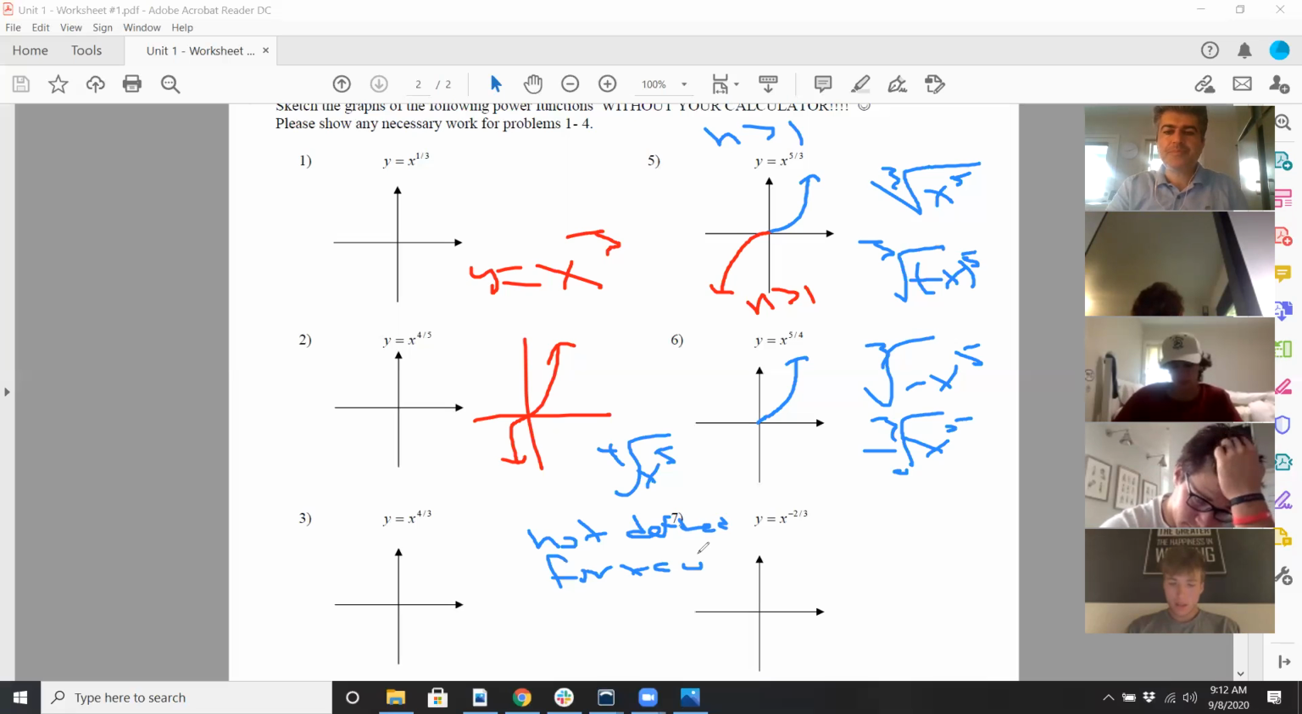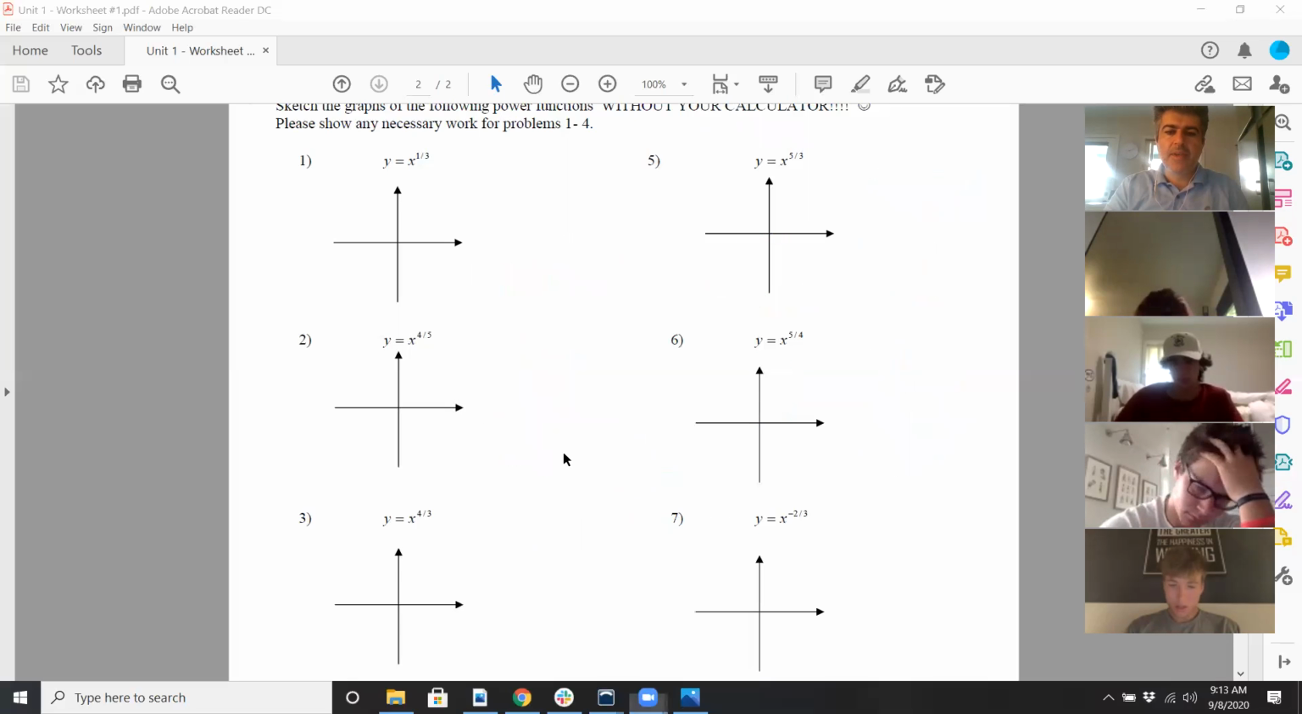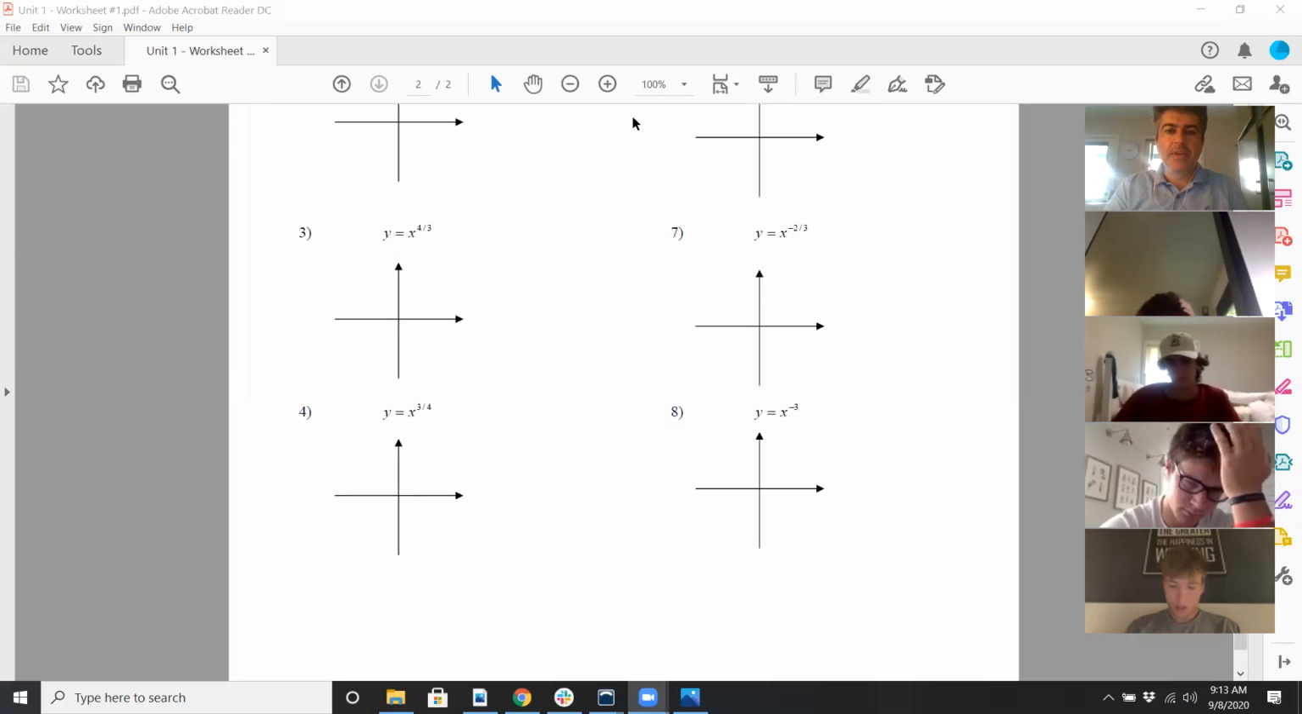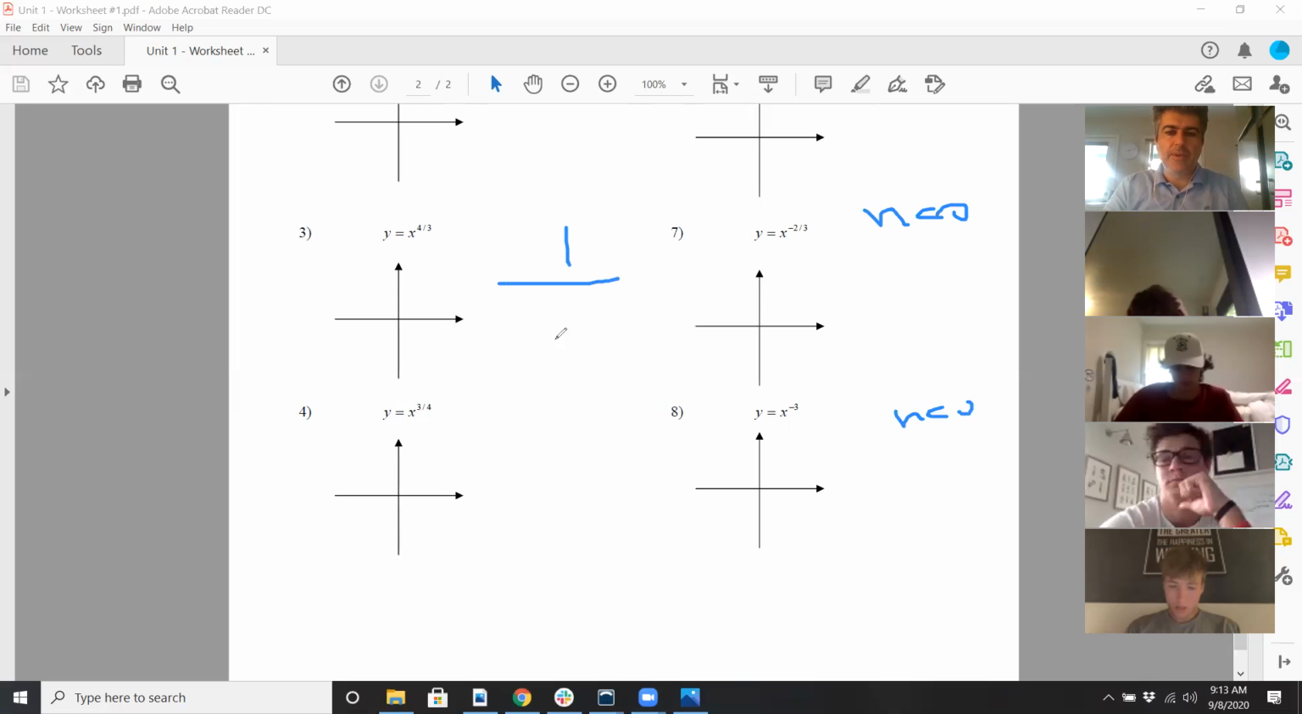And then finally 7, 8, negative exponents. Obviously n's less than 0 here, n's less than 0 here. Now that's 1 over the cube root of x squared. And of course it's 1 over x cubed.